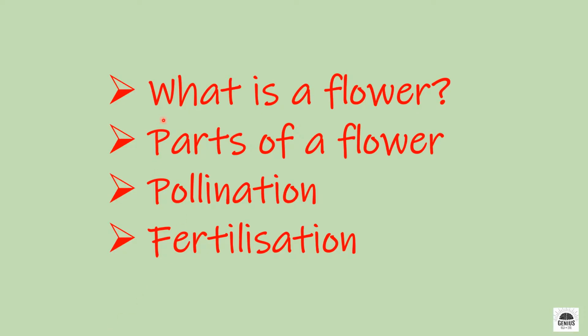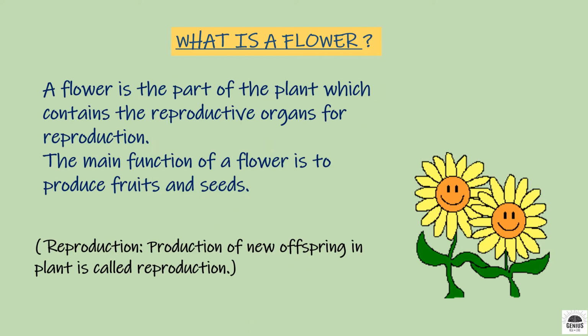Hello everyone, in this video we will learn what is a flower, parts of a flower, pollination and fertilization. What is a flower? A flower is the part of the plant which contains the reproductive organs for reproduction. So what is reproduction? Production of new offsprings in the plant is called reproduction. The main function of a flower is to produce fruits and seeds.